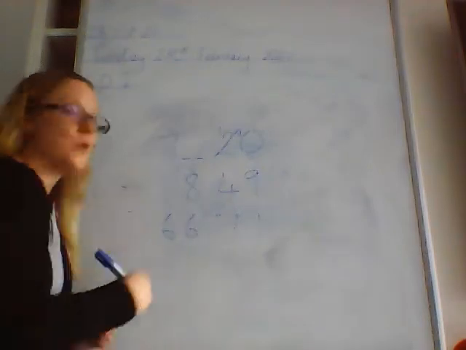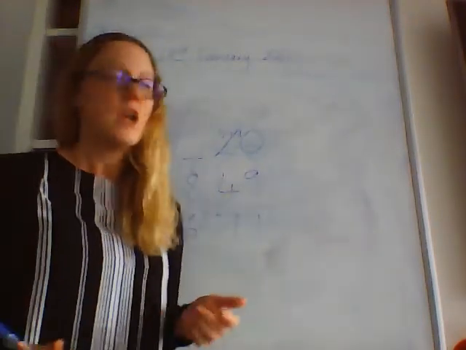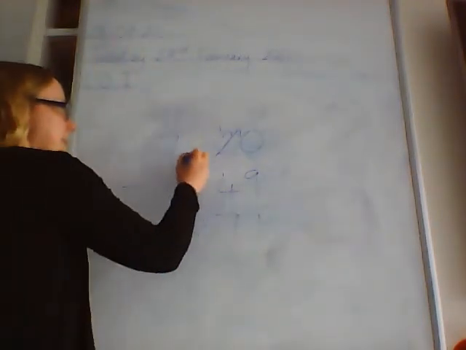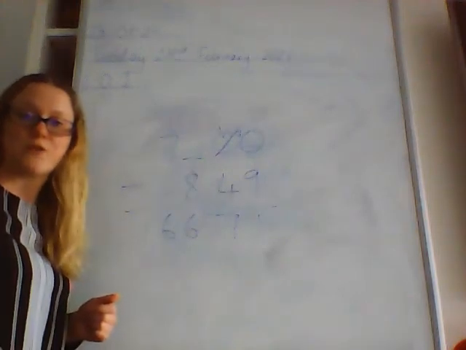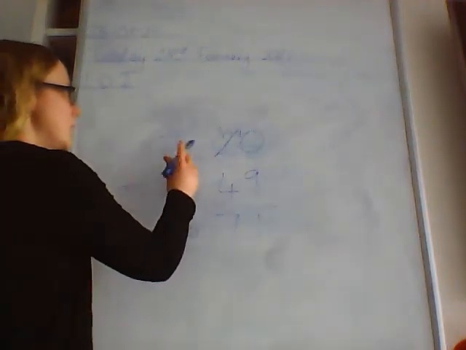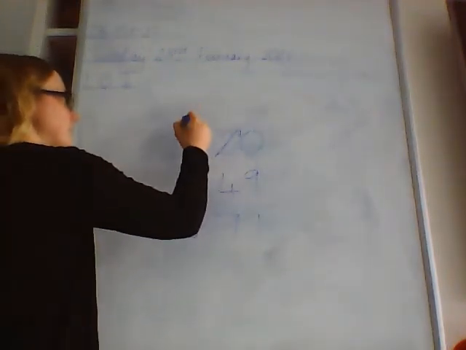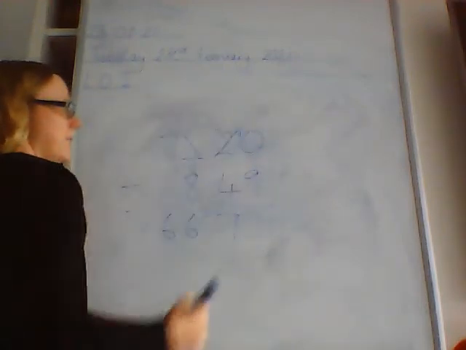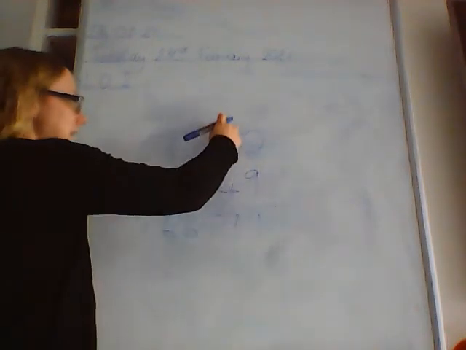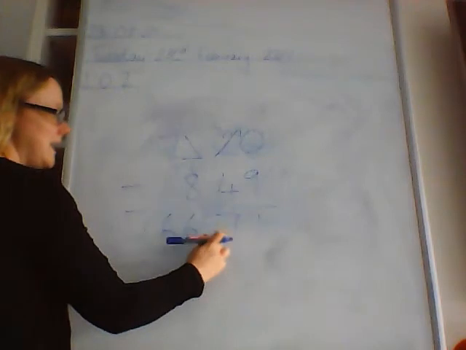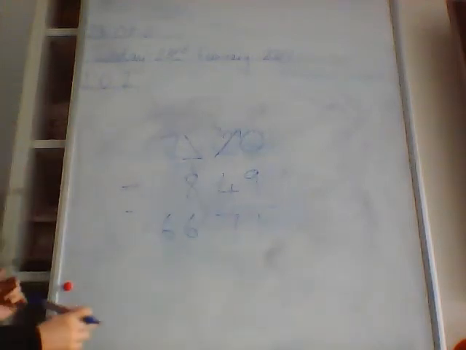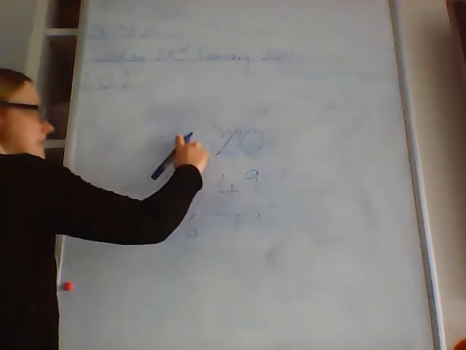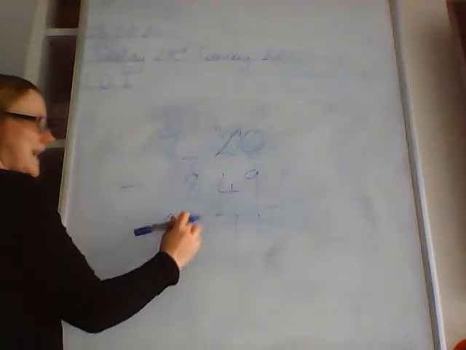1 take away 4 doesn't equal 7. So whatever is here, I have had to exchange from. I have had to turn whatever is here, I've had to cross it and make that 11. So 11 subtract 4 equals 7.